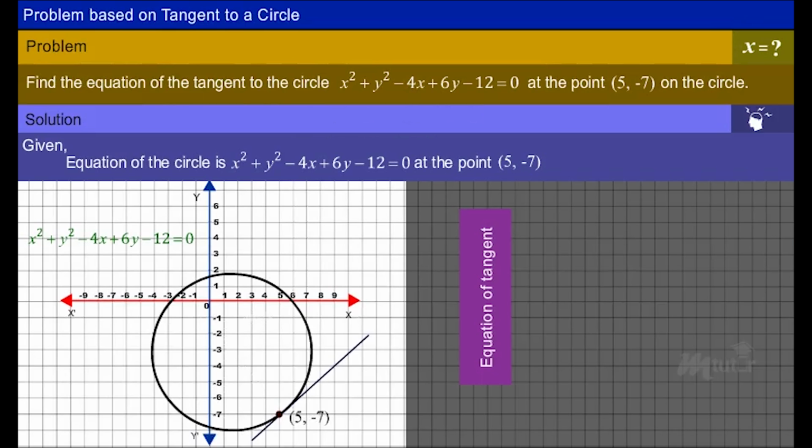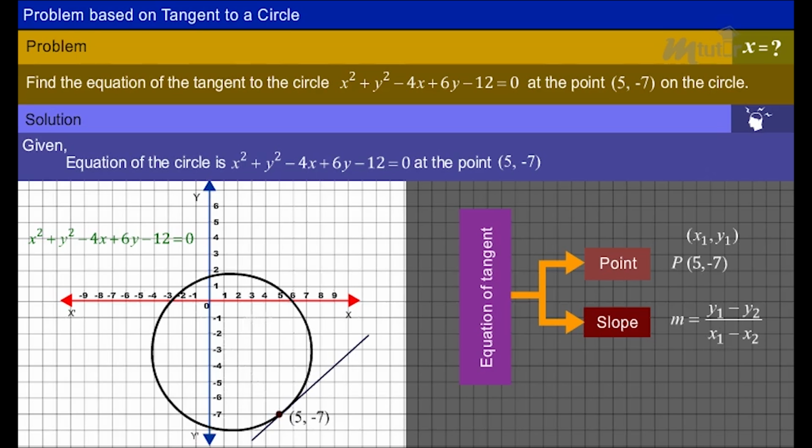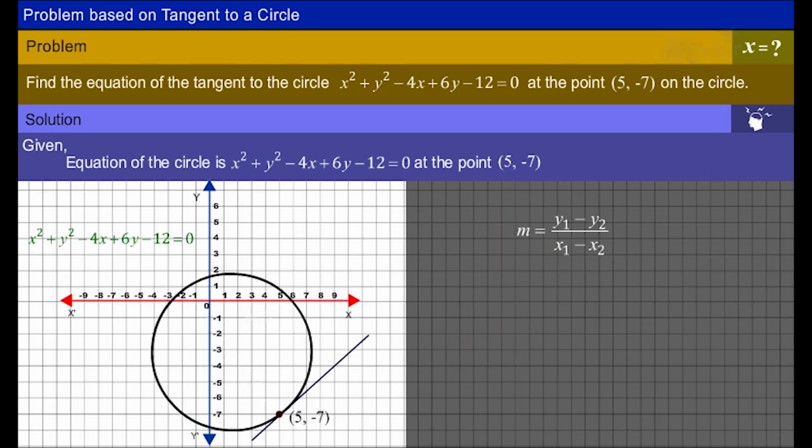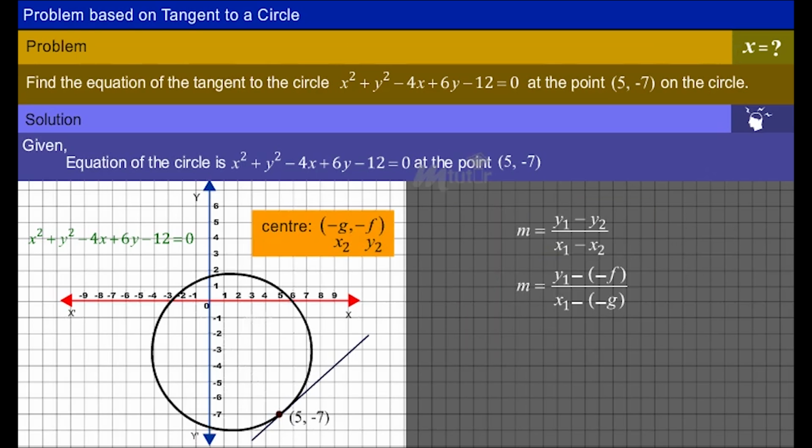To find the equation of tangent, we need to know the point and the slope of the given circle. The given point is as shown. Now, we need to find the slope of the radius. The general slope equation is as shown. Substituting the center of any circle, minus g, minus f, in this equation, we get the slope. Now, we want to know the center of the given circle.